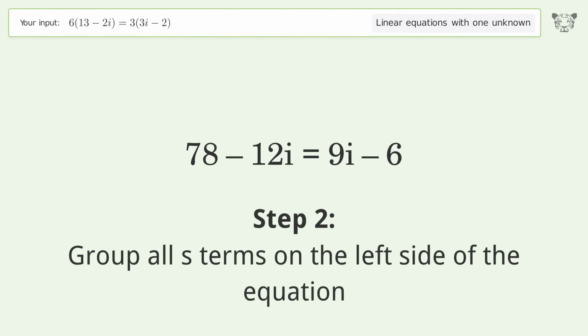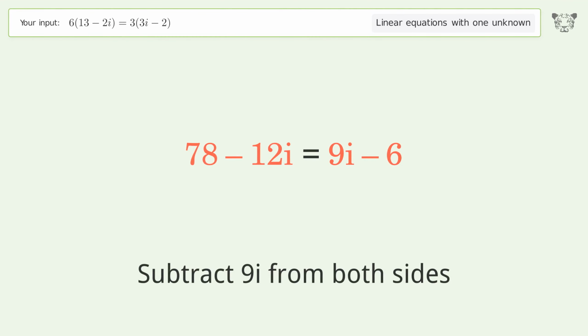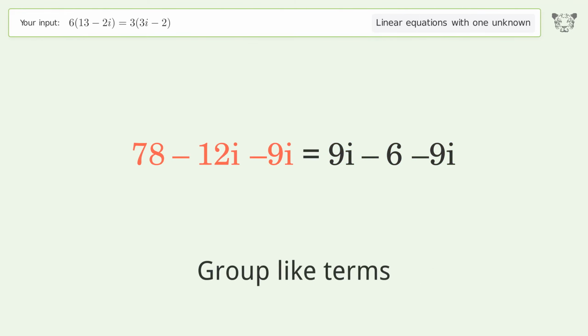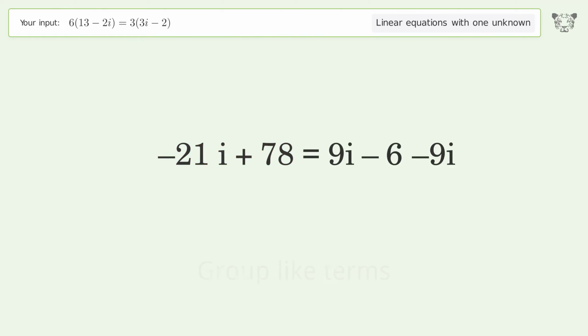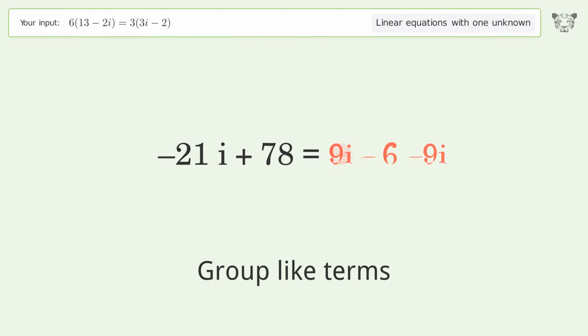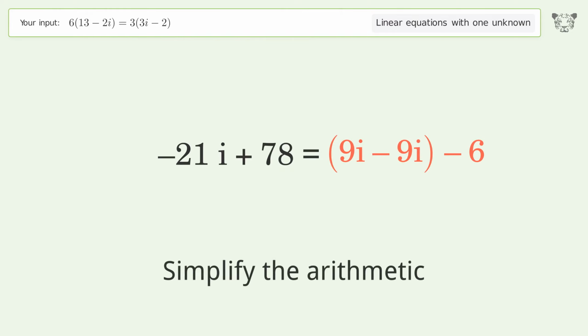Group all s terms on the left side of the equation. Subtract 9i from both sides. Group like terms. Simplify the arithmetic. Group like terms. Simplify the arithmetic.